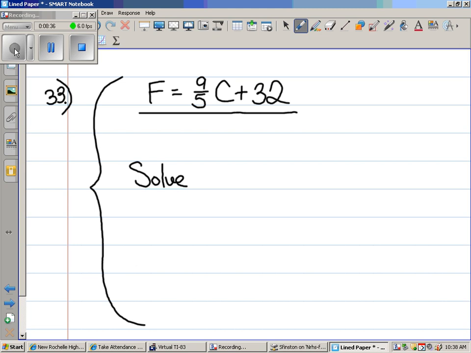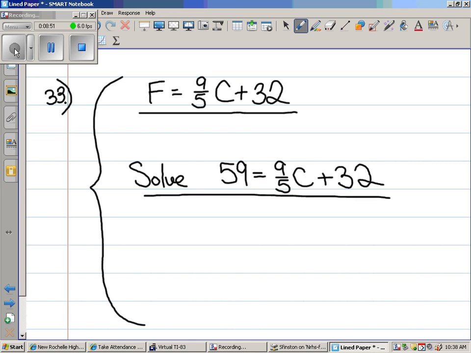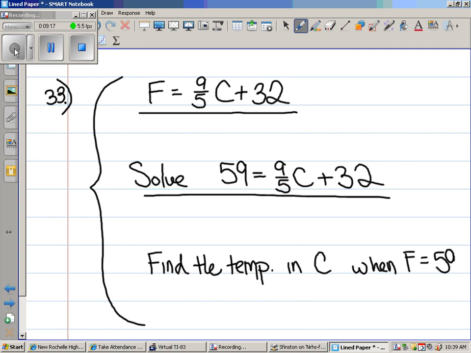Solve 59 equals 9/5 C plus 32, right? So that's another part of the problem that looks somewhat important. To find the temperature in degrees Celsius, that also looks important. Find the temp in C when F equals 59.